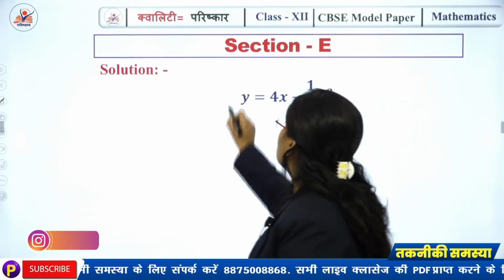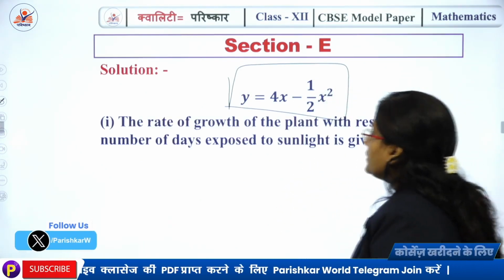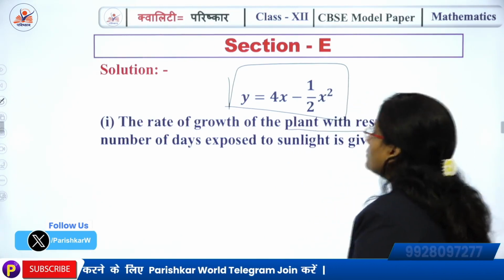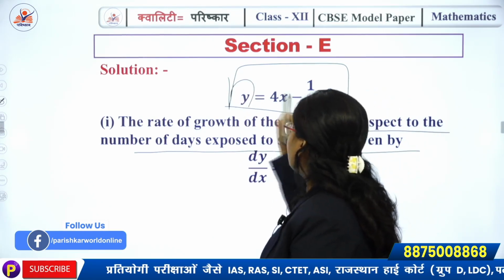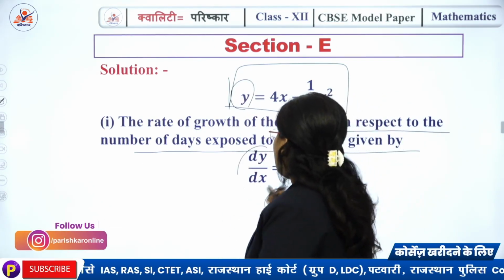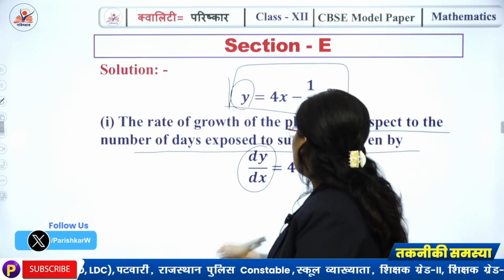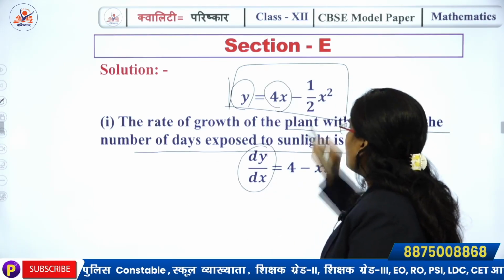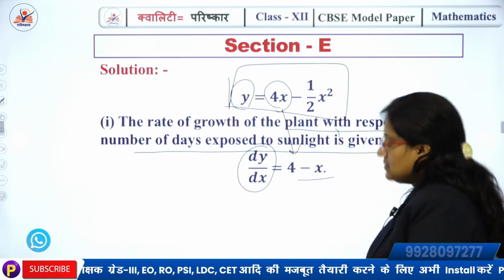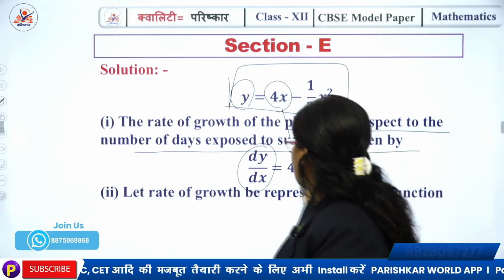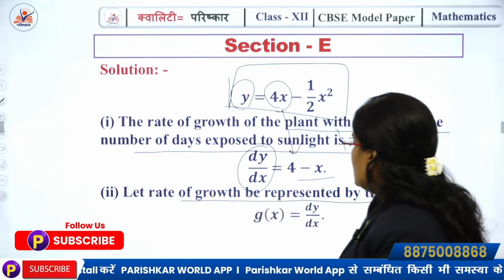Students, we have given the equation y is equal to 4x minus half of x square. Now the rate of the growth of the plant with respect to the number of days exposed to the sunlight is given by dy by dx. We have to find out the value of dy by dx, and finding the value of dy by dx, we have the differentiation of 4x is given by 4 and the differentiation of minus half x square is given by minus x. Let the rate of growth be represented by the function g(x).